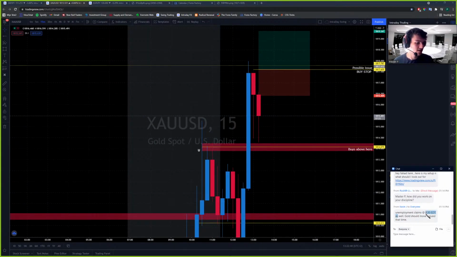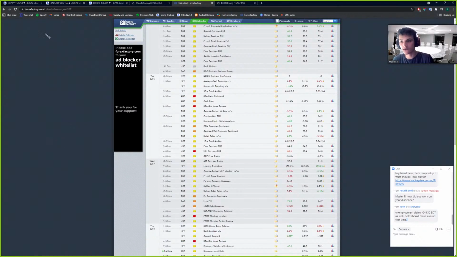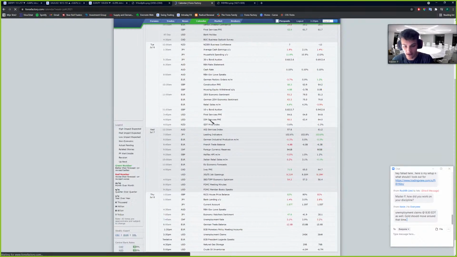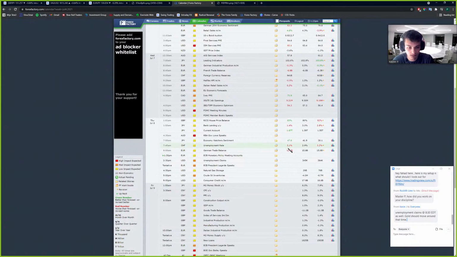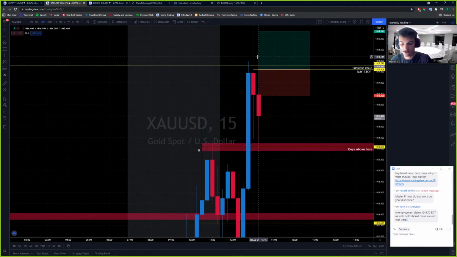Unemployment claims at 8:30 EDT. Gold should move around at that time. Oh yeah, that's true. It's Thursday, so we have unemployment claims. I think we're looking at good numbers for the USD, so technically gold could go down, since it's good numbers for the USD, but that's in an hour, so I think we can get some good moves before that.